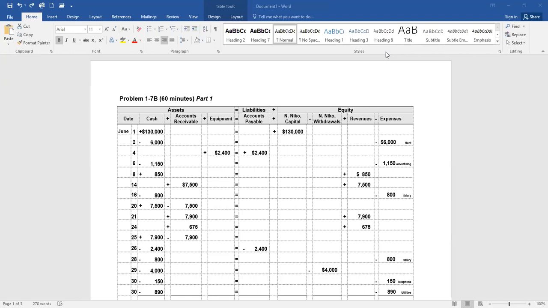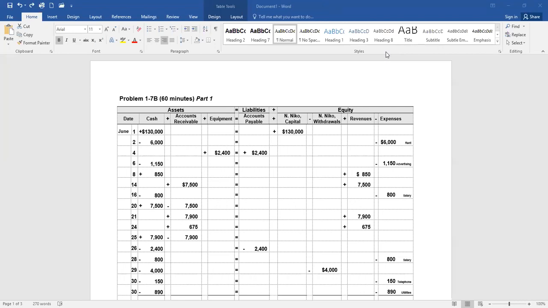On the 8th, the company completed maintenance service for a customer and immediately collected $850 cash. So the cash column increases. They received $850 of cash. Why? Because they performed a service for a client, and that's what they charged the client. Remember, whatever a company charges the client for a service is kept track of in the revenue account. So in this case, they got the cash immediately. So we'll see $850 in that revenue column.